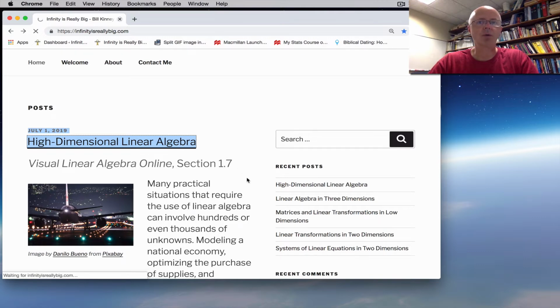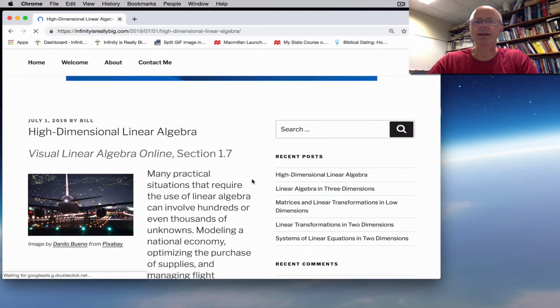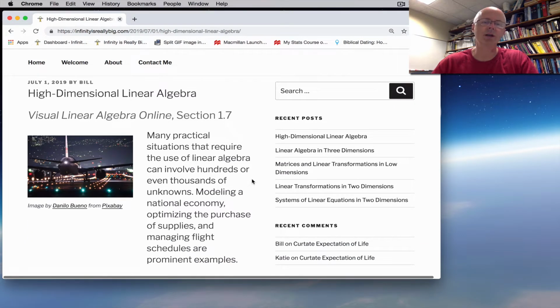But this might bring up a couple questions in your mind. For one thing, is such linear algebra useful? And that's what I try to argue briefly in the first paragraph here, alluding to business applications. You're going to encounter real-life business applications, for example, with flight scheduling, where you might have hundreds or even thousands of unknowns that you need to solve for. Of course, you're not going to literally do the solving yourself. You're going to program a computer to do it, or have somebody else program a computer to do it for you. But that's certainly a situation where you're going to have a lot of variables. And that's an application of high-dimensional linear algebra.